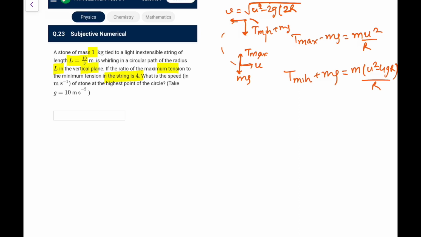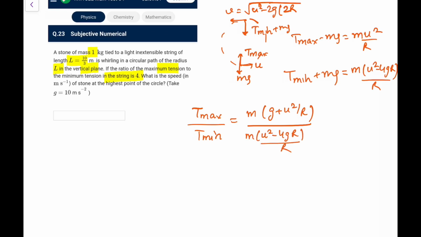So the ratio T max to T min is 4. If I write T max to T min, just see. T max would be mg plus mu square by r. And T min is m into u square minus 4gr upon r, and this would be minus mg. And this ratio is 4. So what I get? mg plus mu square by r equals 4 times, mu square by r minus 4gr, minus 4mg. What I am getting is 16 and 1, that is 17 mg.